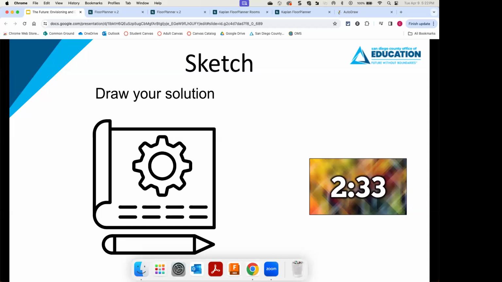And I guess I also should have mentioned if you are designing your classroom using the floor planner, feel free to take a screenshot of that too and share that in the chat as well. So whatever option you're going for, feel free to share.